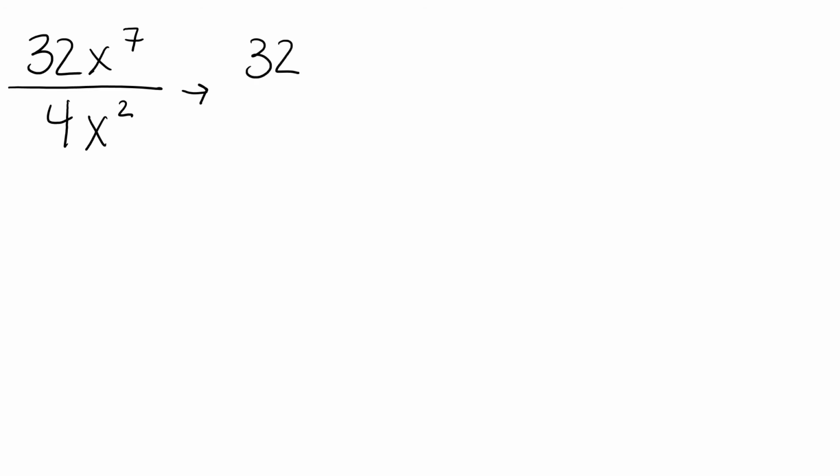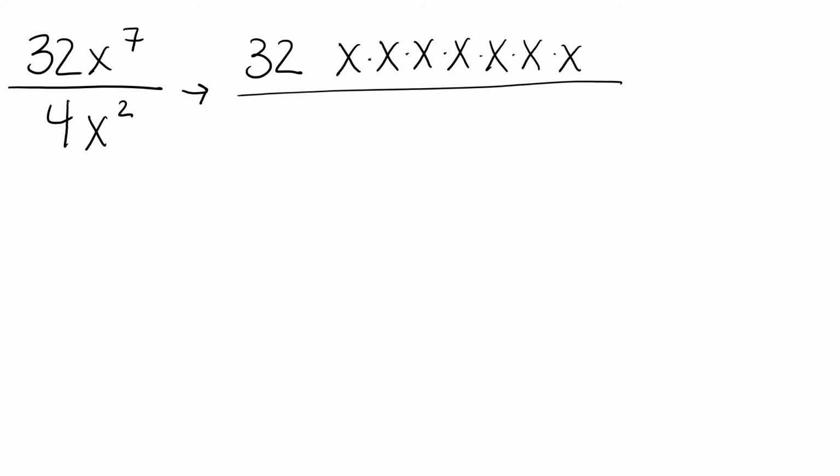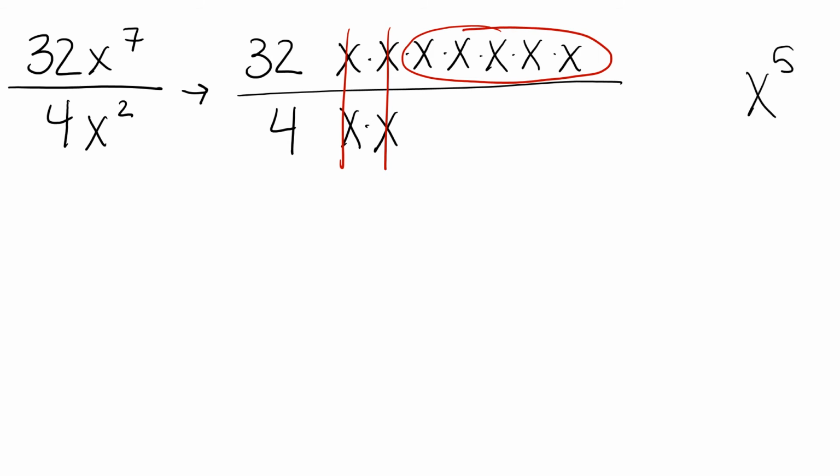For our last division problem, we're going to do the problem 32x to the 7th divided by 4x squared. We start by writing it out. 32 stays out in front, and x to the 7th we break down by writing x 7 times. Across the bottom, the coefficient 4 stays out in front, and we write x squared twice. Pair them up and cancel them out, and see how many are left over. We end up with 5 x's left over, so x to the 5th is our new exponent. Our coefficients are regular numbers, so we can divide 32 divided by 4 to get 8.